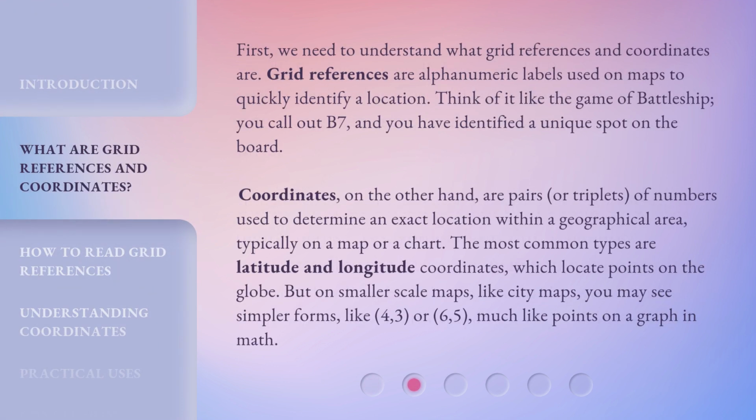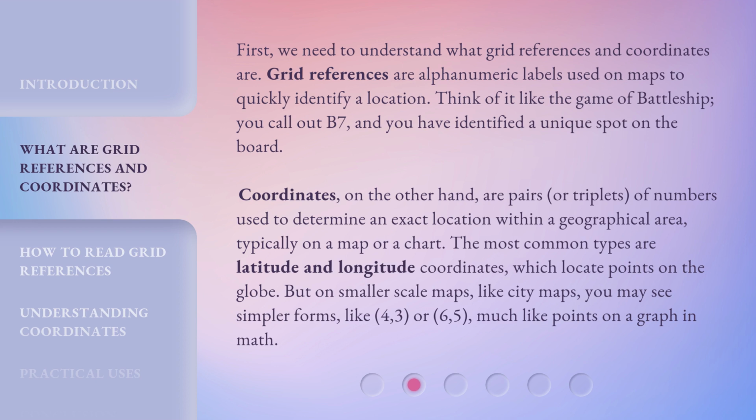First, we need to understand what grid references and coordinates are. Grid references are alphanumeric labels used on maps to quickly identify a location. Think of it like the game of Battleship. You call out B7, and you have identified a unique spot on the board.